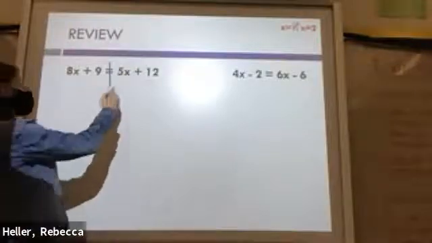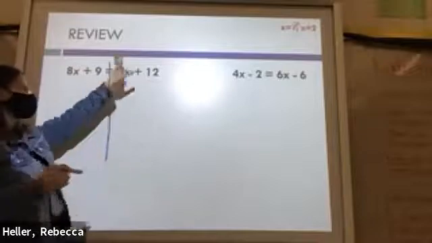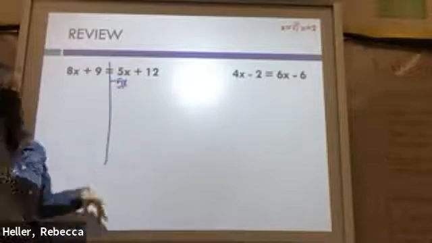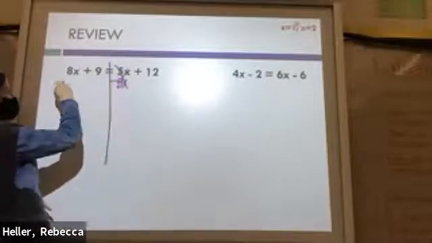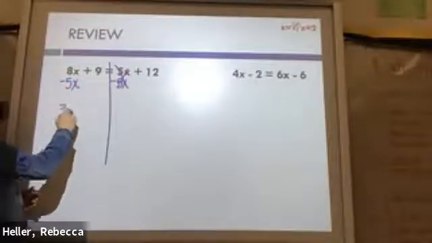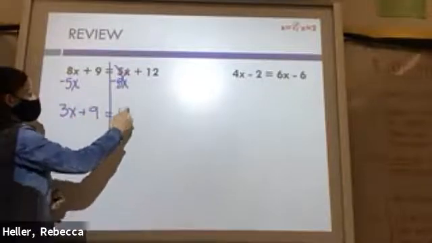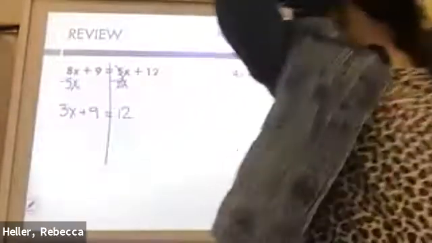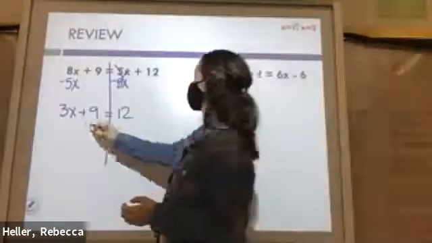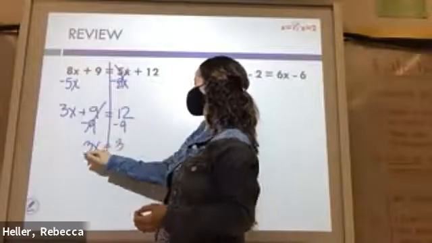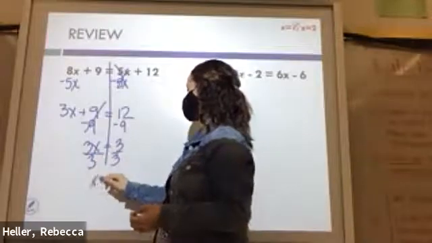Yes, we're going to subtract it because we want the 5x over here to be completely gone. So if I subtract 5x from the right, 5x minus 5x is completely gone over there. And now over here we have 8x minus 5x, which is 3x. Once you get past that first step, the rest is the same. But that first step is a little trickier. That tends to hold people up a little bit. So 3x plus 9 equals 12. The rest is the same. Minus 9, divided by 3. We just get x is 1.